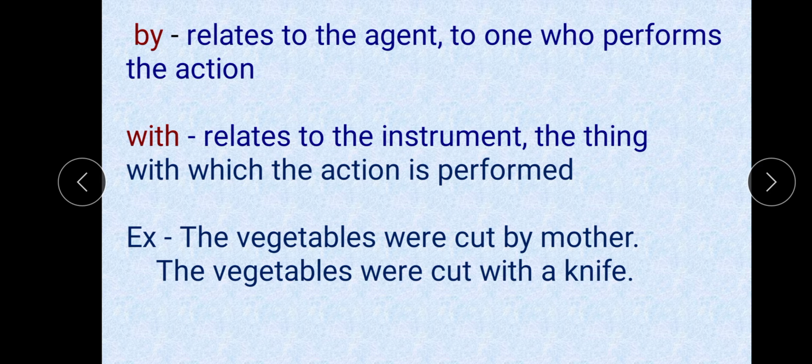Let's see the example. The vegetables were cut by my mother. See here, by mother. Here, mother is an agent. The same sentence is given here with the use of with. The vegetables were cut with a knife. Here, a knife is an instrument. So we have used with here. And here, mother is an agent, so we have used by.